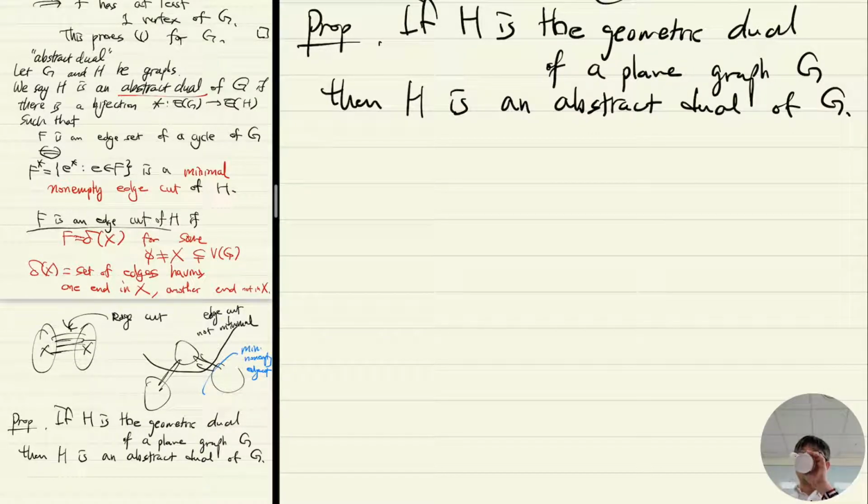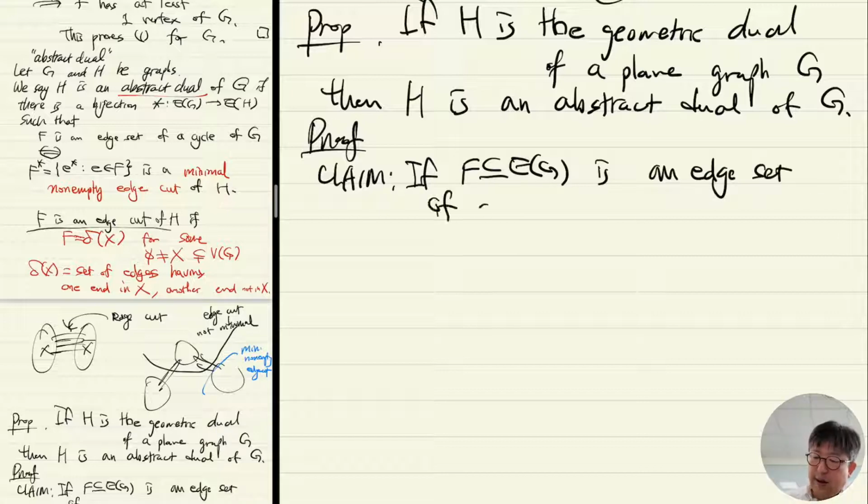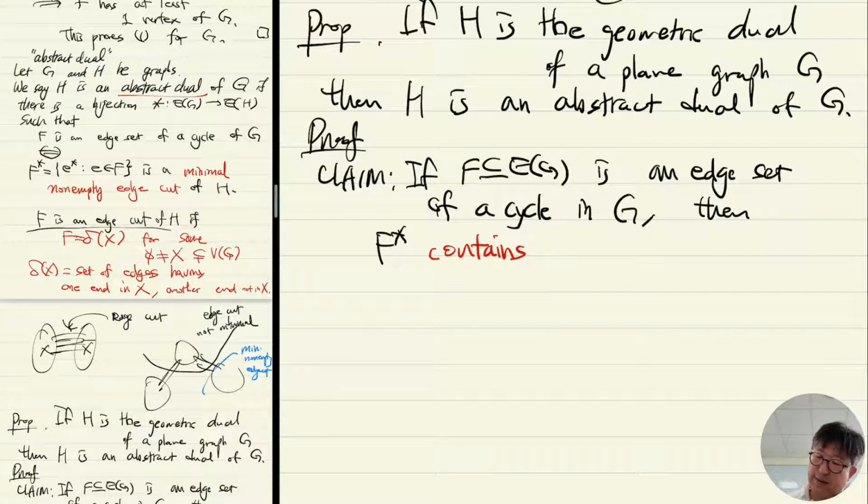Okay? Now, if I have a geometric dual, then I have an abstract dual. Why is this the case? So we first claim one direction: if F is an edge set of a cycle in G, then F star contains a minimal non-empty edge cut of H.